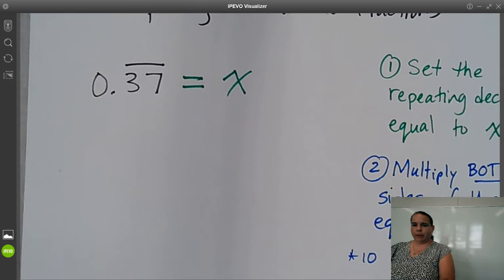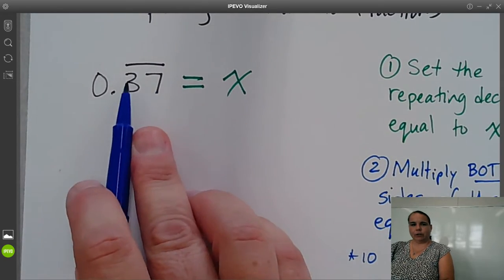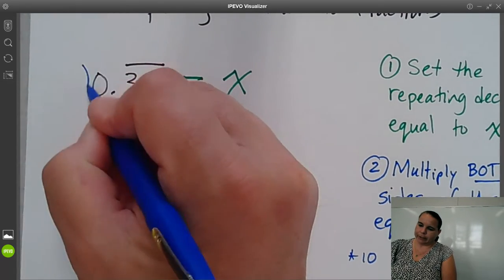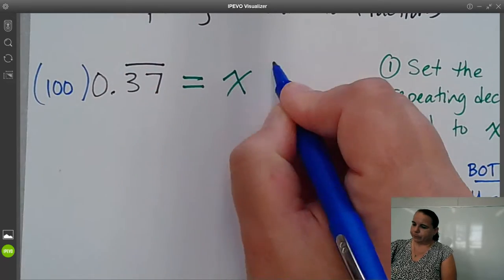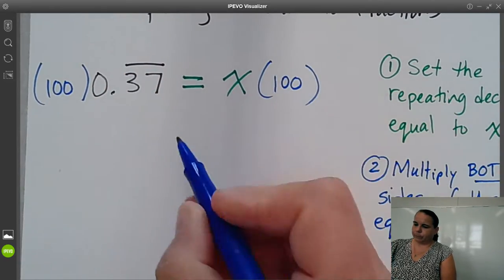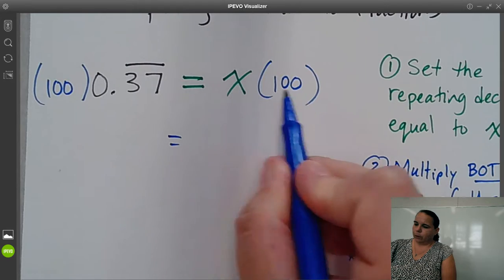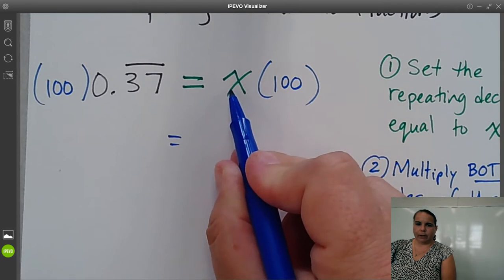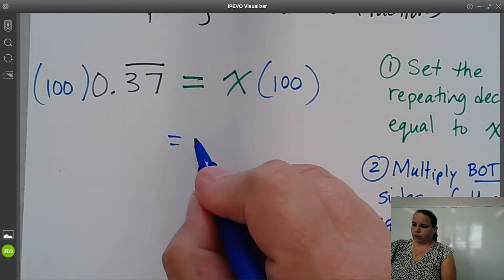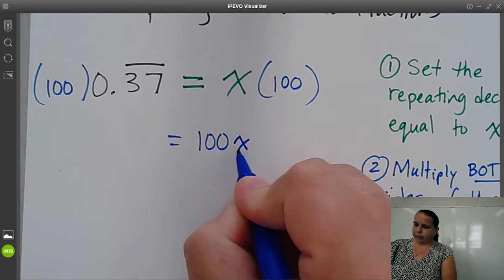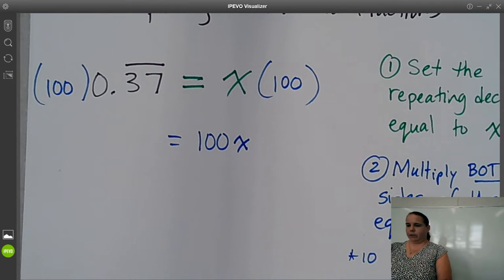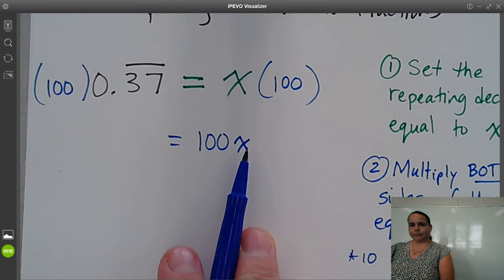So let's look up here. 37, that's 2 digits. So we're going to multiply both sides of this by 100. Now 100 times x is 100x. So we're just going to write that like this. This means 100 times x.